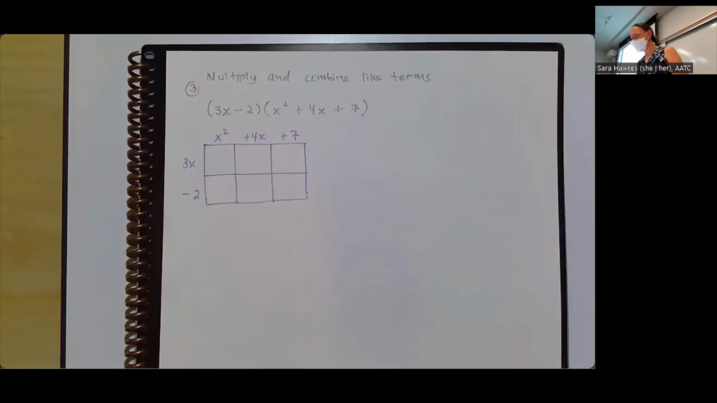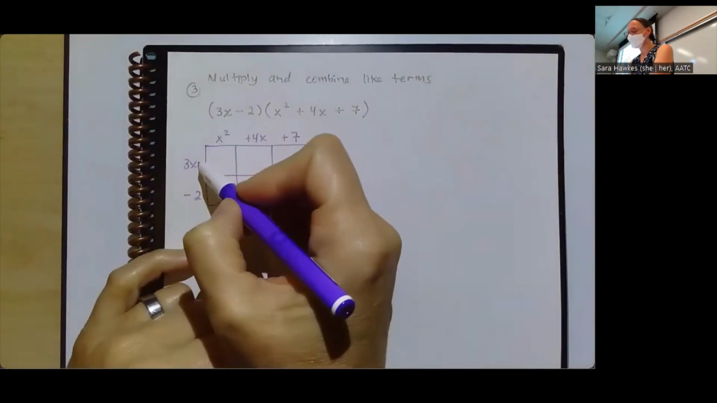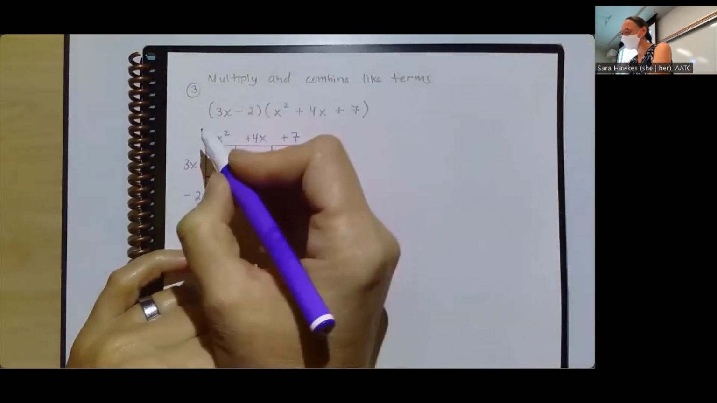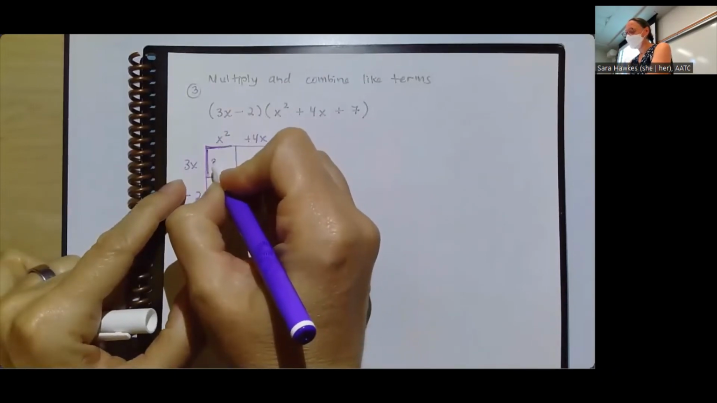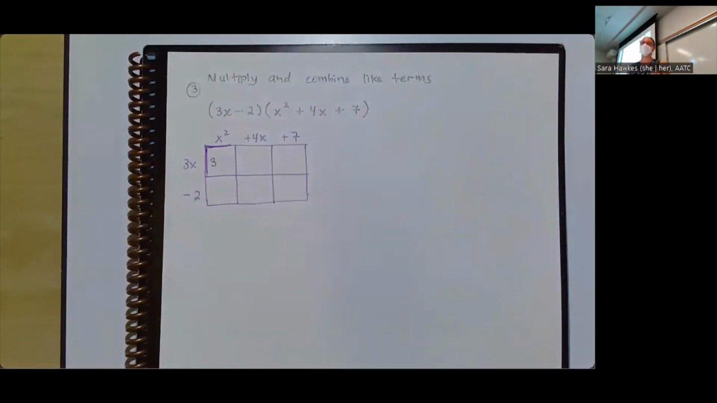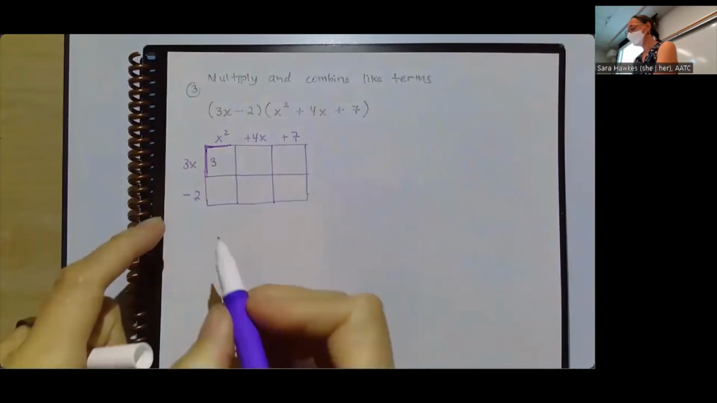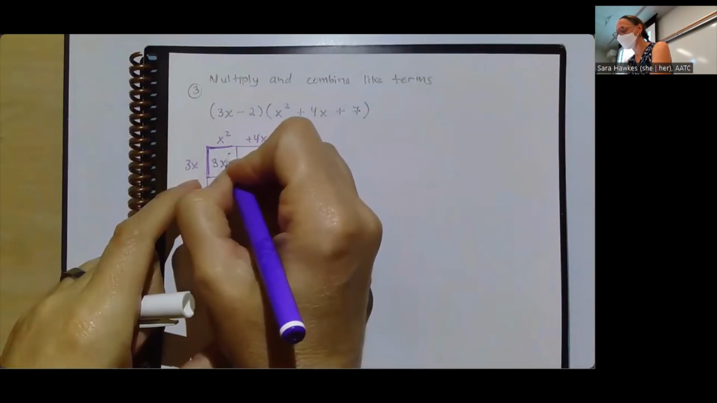So if I'm looking at this, each box, I'm getting by multiplying the pieces that are on the sides. So I'm going to have 3x times x squared. I'm going to have 3. And now when I have x times x squared, thinking back to what happens with those exponents, I'm multiplying two things with the same base. So I'm going to add the exponents. This invisible exponent is 1, and I'm going to end up with an x to the third.